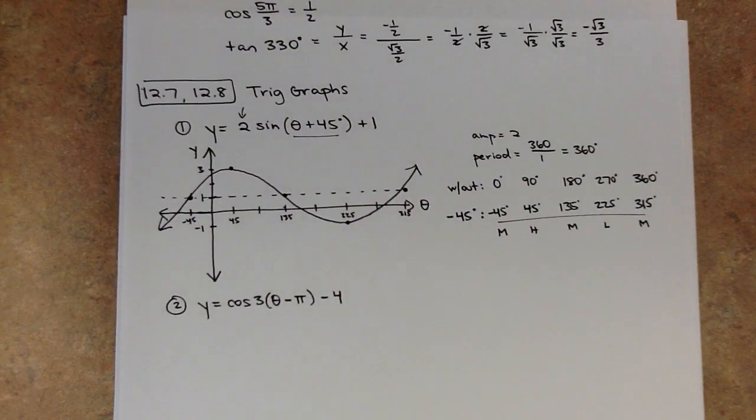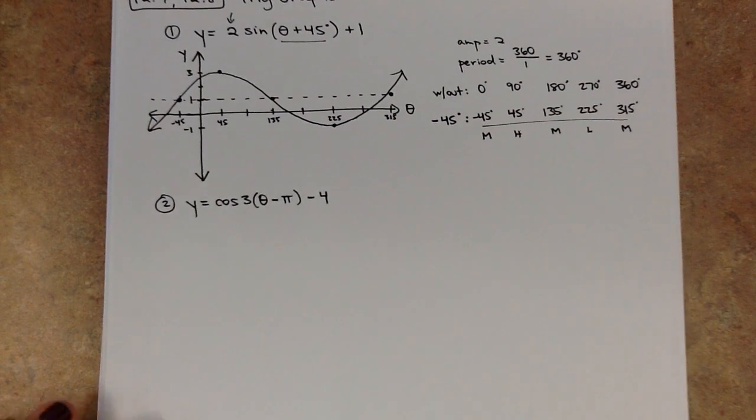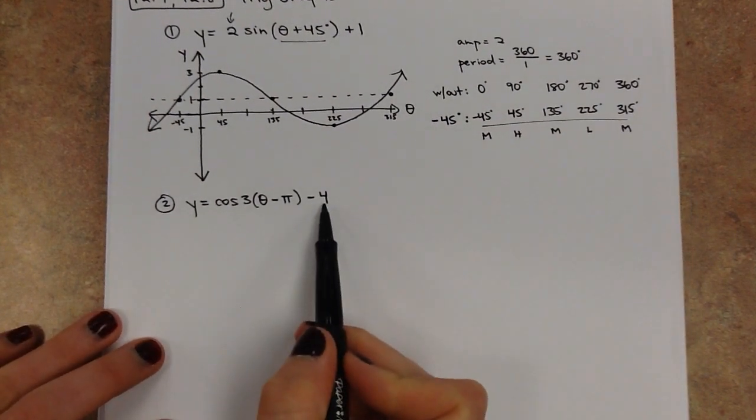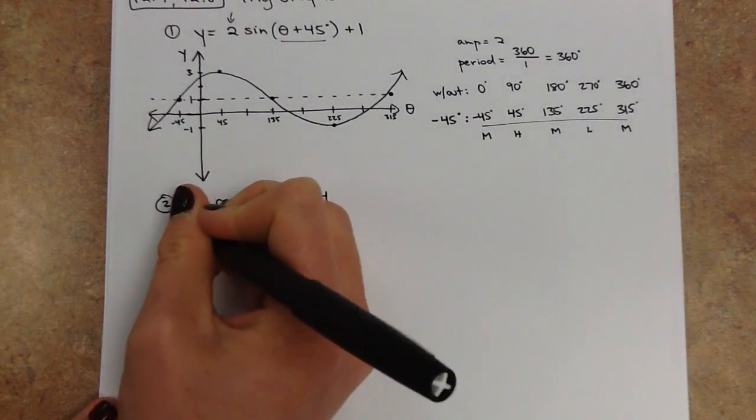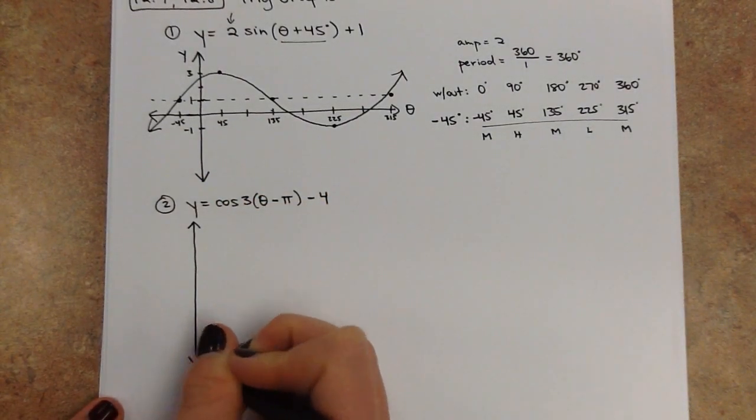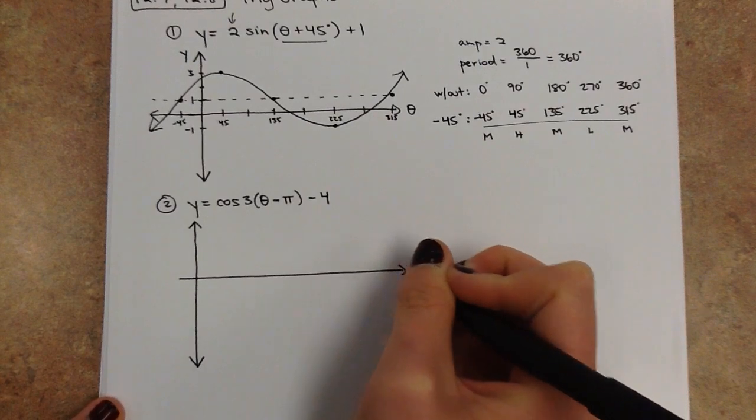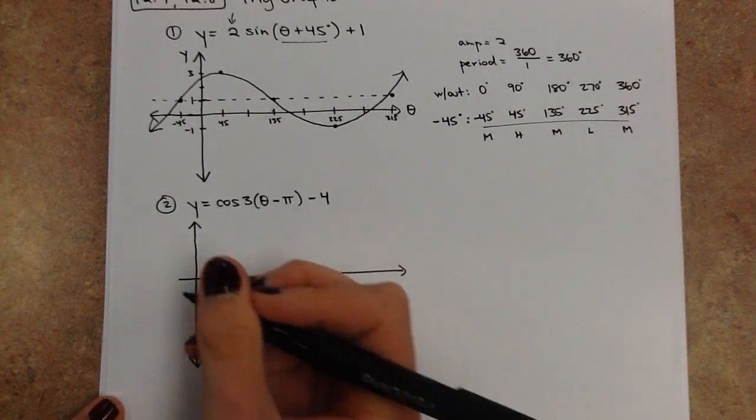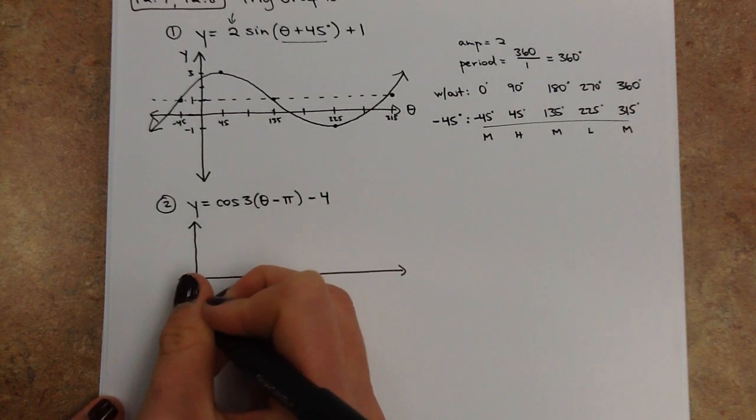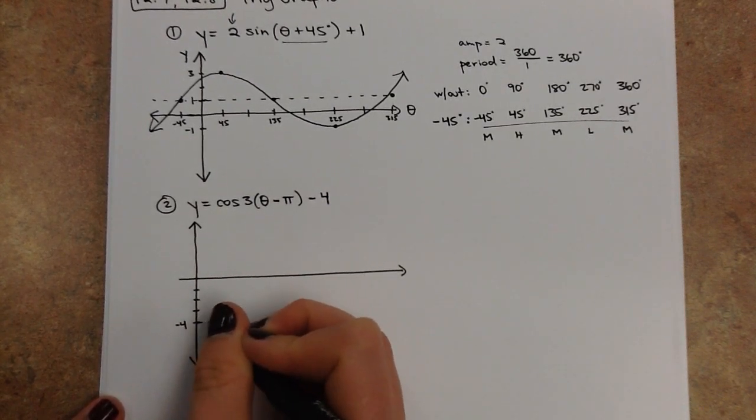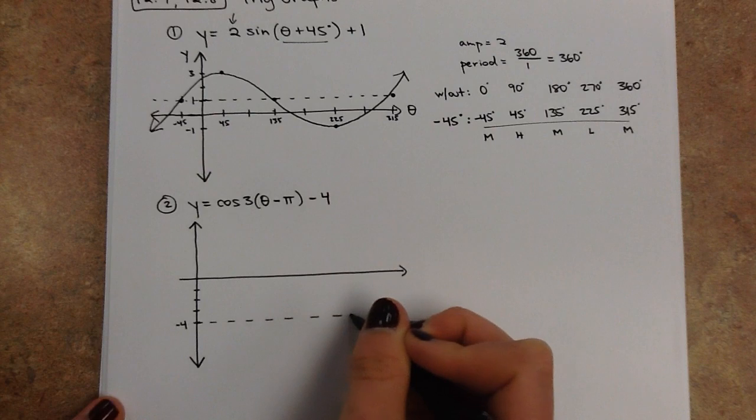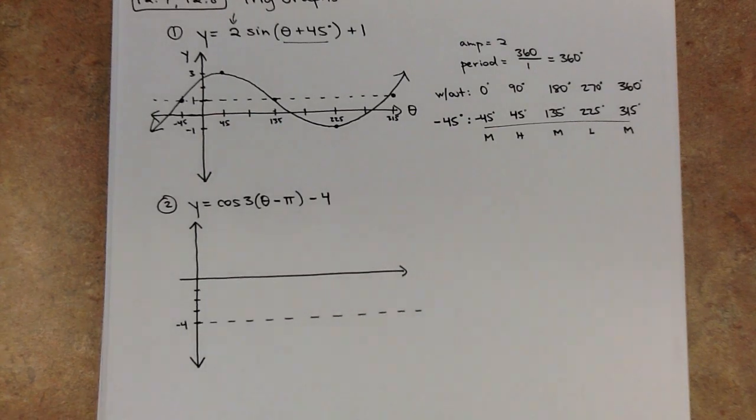Okay, so same 4 steps, same exact 4 steps that we had before. So the minus 4 tells me the whole graph is going to move down 4 units. So I will start by sketching my midline. So I go down 1, 2, 3, 4 units. That is where my midline is going to be. Okay, so that's negative 4.